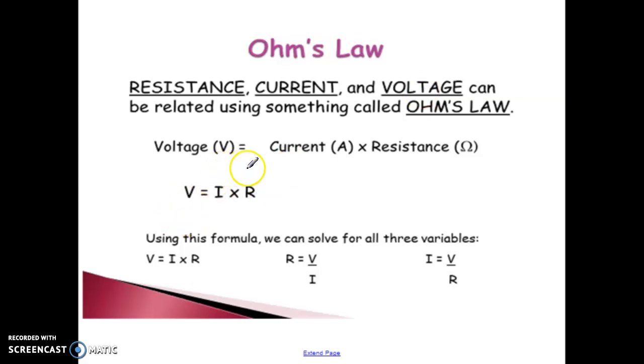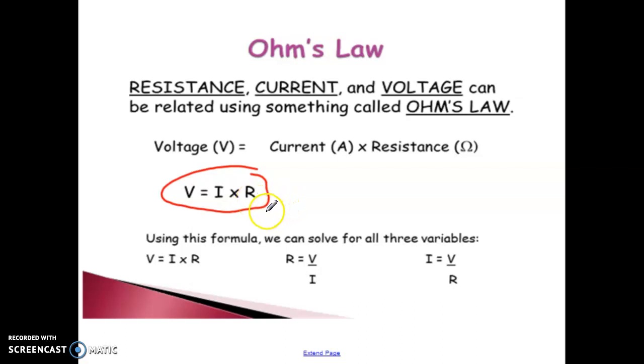So the formula is this: V is equal to I times R. V is the voltage and the unit is volts. I is a symbol representing current and the unit is amps or amperes. And R is representing resistance and the unit is ohms. Okay, so the formula is this.